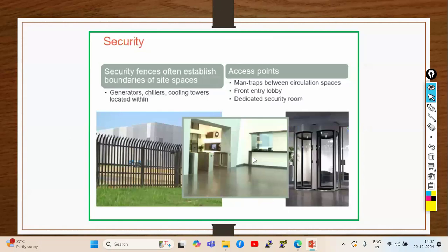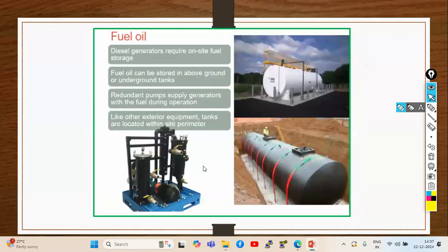So security, as you know, you have perimeter security and authorization. Only when you have authorization can you enter the data center. Until you have a pre-authorization you cannot enter into the data center. That way they are providing the security.